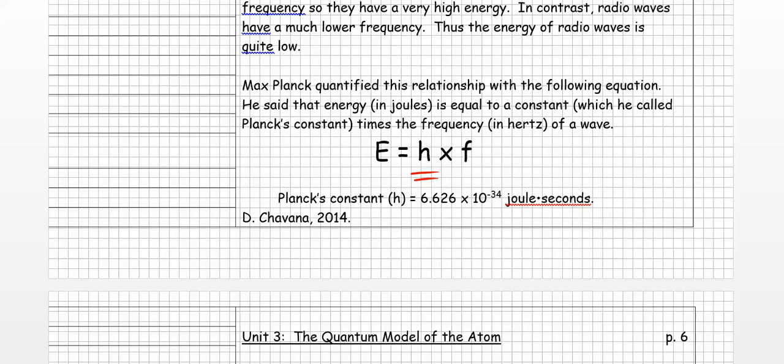Now, Planck's constant is this number. It's 6.626 times 10 to the minus 34. And look at that unit. It's joule seconds. It's not joules per second, it's joule seconds, right? So that's a very important relationship that we've got now, which is Planck's equation. Energy is equal to Planck's constant times the frequency, which relates the frequency to the energy.